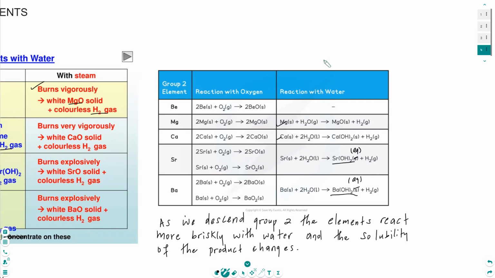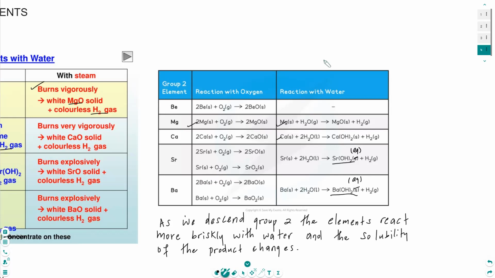All right, now how do these elements react with oxygen? They all can react with oxygen to form the oxides. So notice you should use 2 units of the metal to react with 1 molecule of oxygen, and you form 2 units of the oxide of the metal.